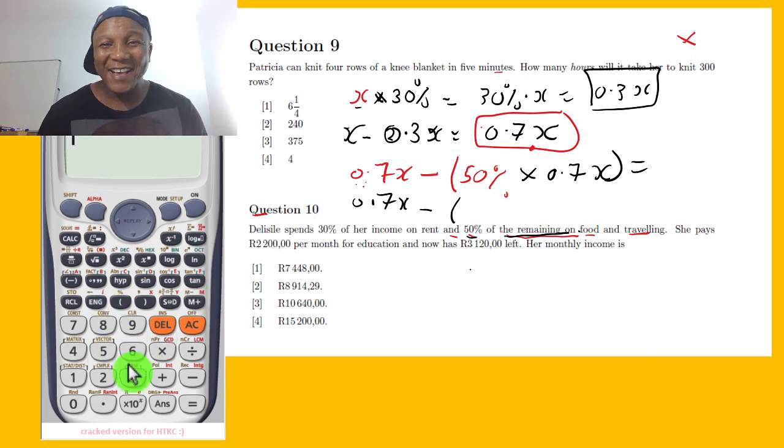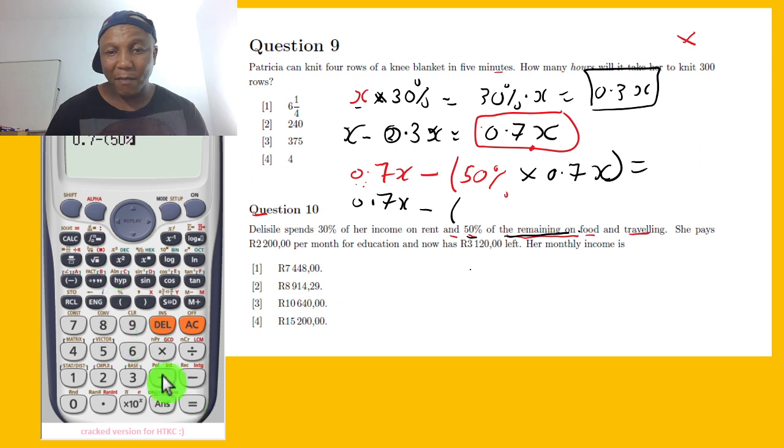So it's 50%, or you can simply say 0.7. Don't worry about the X's. Ignore the X. 0.7, minus bracket, 50 shift percent, and then we multiply by 0.7. Don't worry about the X. Leave those X's.